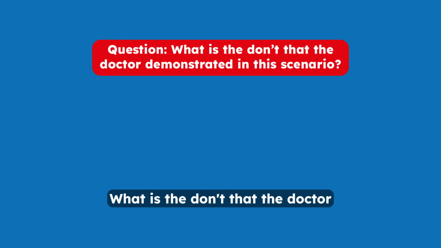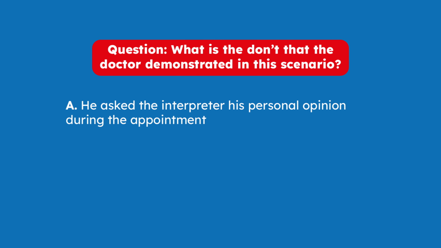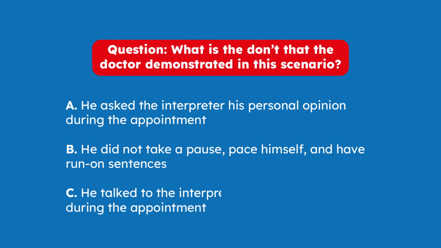What is the don't that the doctor demonstrated in this scenario? A, he asked the interpreter his personal opinion during the appointment. B, he did not take a pause, pace himself, and have run-on sentences. C, he talked to the interpreter instead of the patient during the appointment.